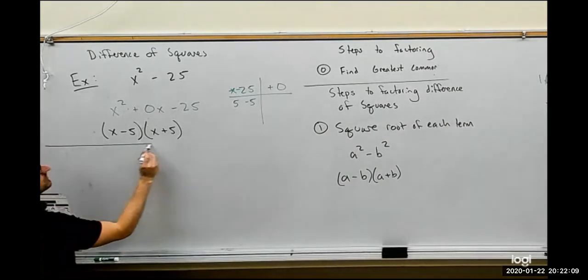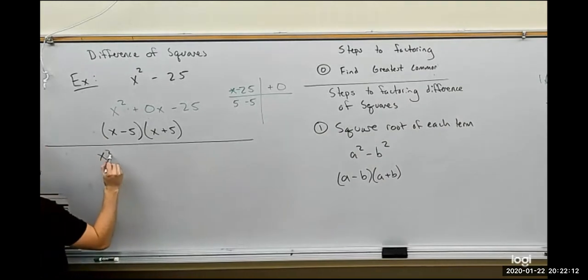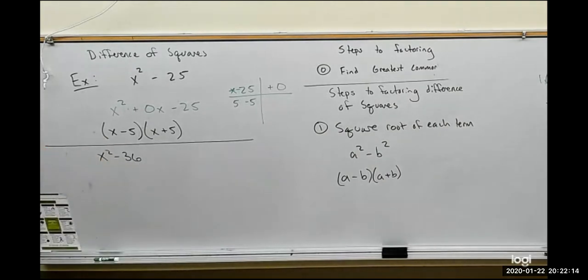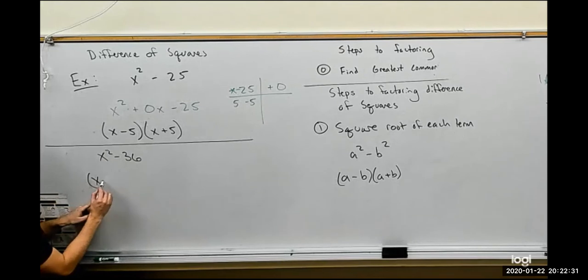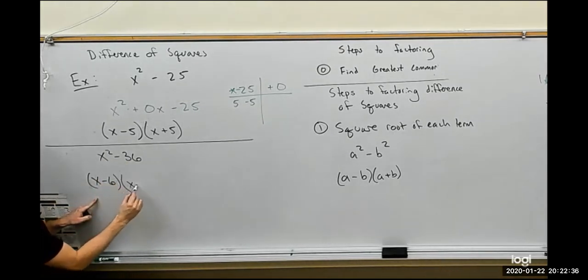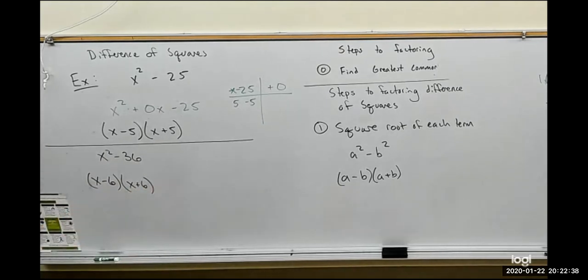All right, we're going to start off with another one. Let's just do x squared minus 36. Square root of the first term minus the square root of the second term. Square root of the first term plus the square root of the second term. So the square root of x squared is just x. Square root of 36 is 6. So we get x minus 6, x plus 6. That's all these are. That's all difference of squares are.